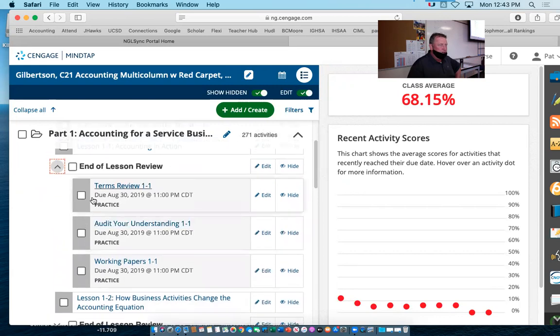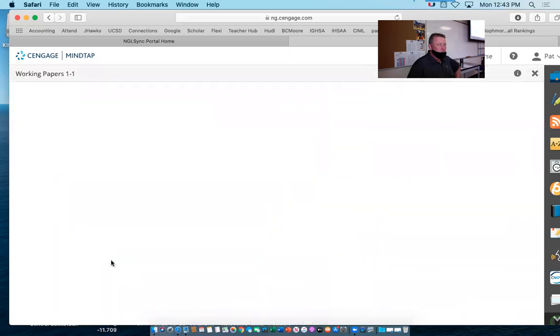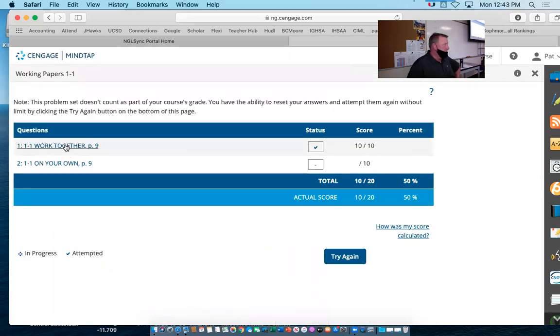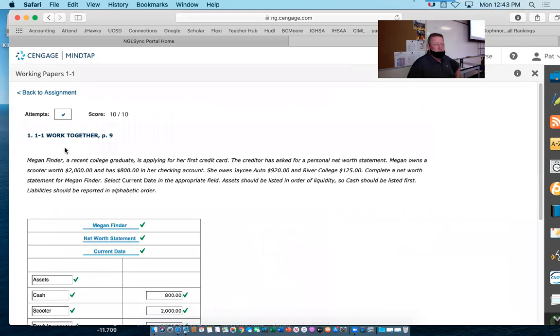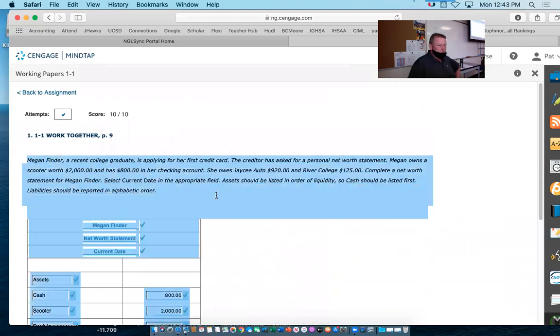Let's look at the end of lesson 1-1. So close that X in the top corner, and then go down here where it says working papers. Work together. Okay, so we've got directions up here.